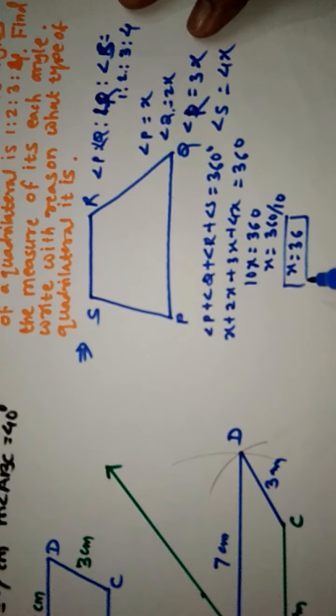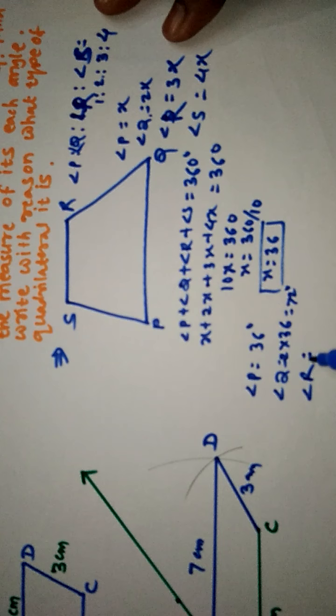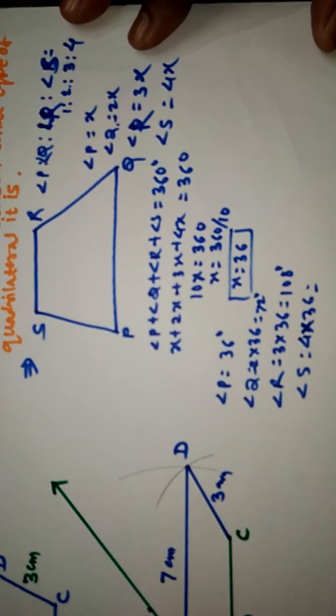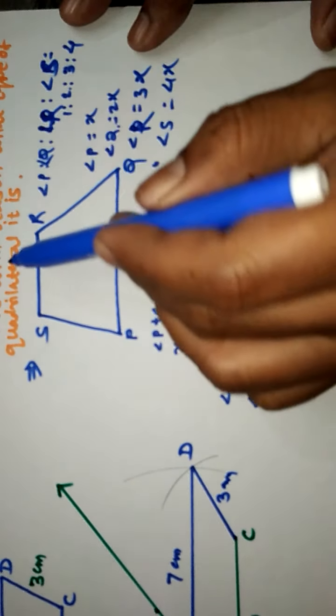X is equal to 36 gives angle P 36 degrees. Angle Q is equal to 2 into 36 gives 72 degrees. Angle R is equal to 3x, 3 into 36 gives 108 degrees. Angle S is equal to 4x, means 4 into 36 is equal to 144 degrees. These are the respective measures. Now the question is to find each angle and find what type of quadrilateral it is.